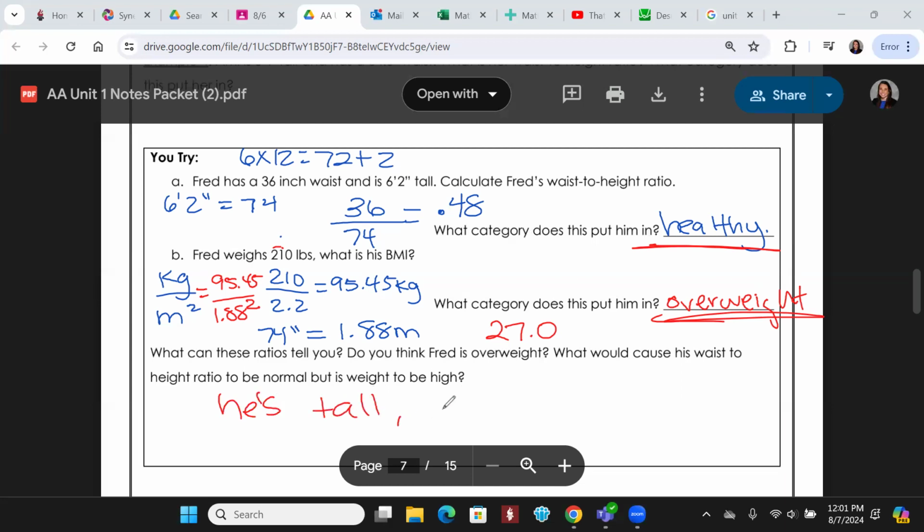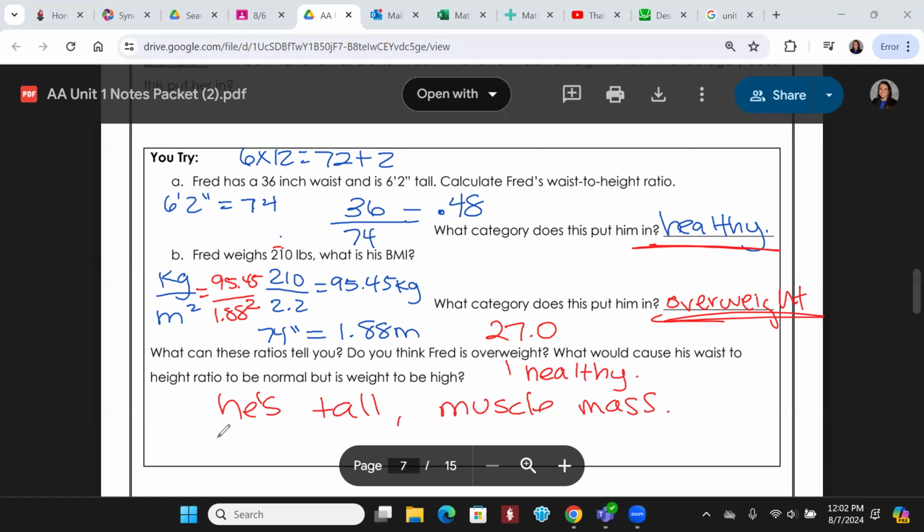We don't know about his muscle mass, right? Anything else that goes into play there? Do you think Fred is overweight? Nah, he's probably about on par, so he's pretty healthy. Well, it's suggesting he's got a lot of muscle mass in his legs and his arms. His waist is tiny.